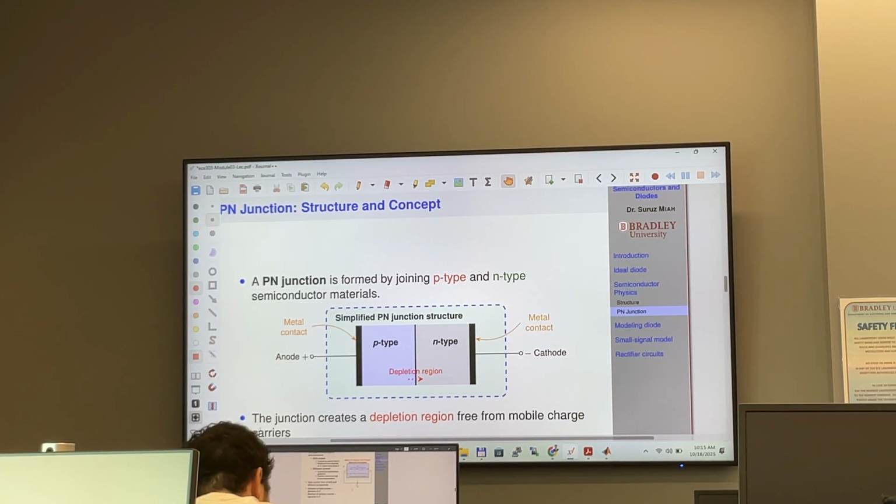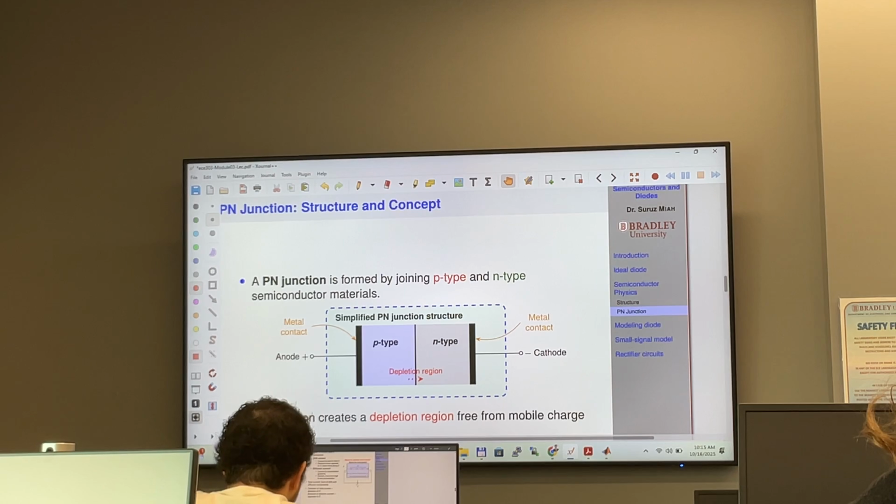When we join them together, there becomes a barrier. Okay, barrier.